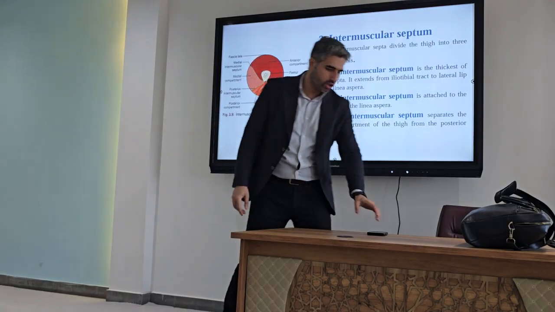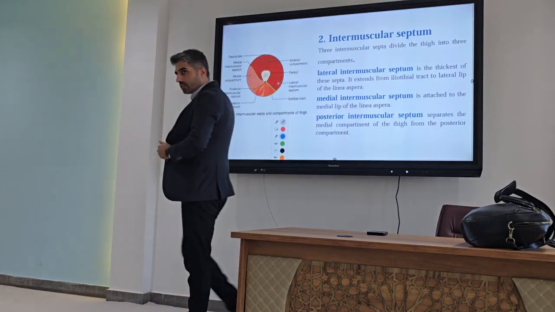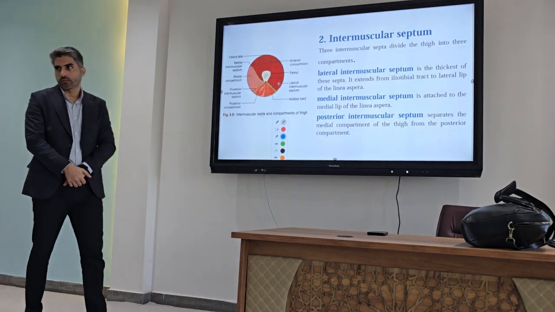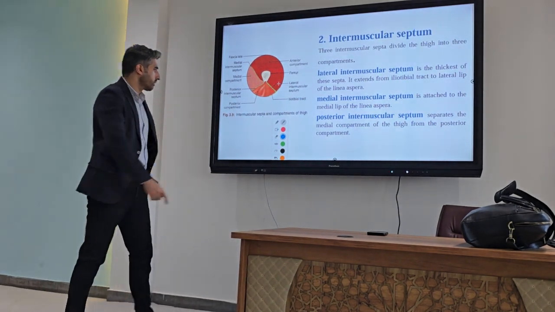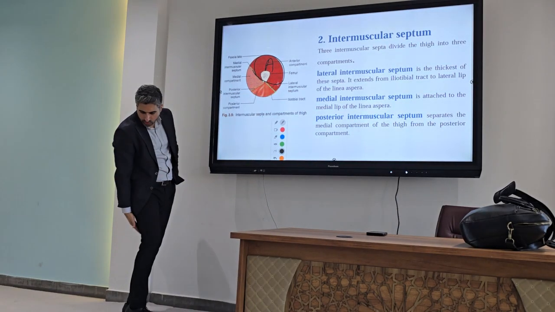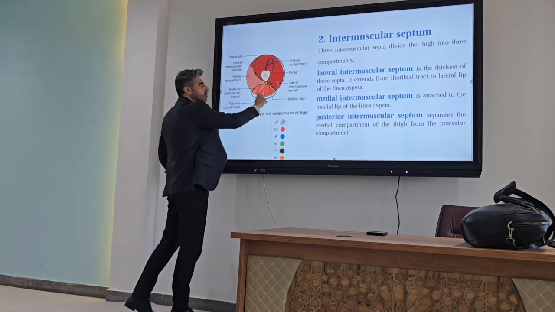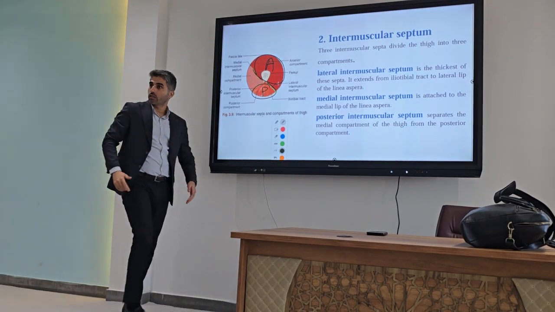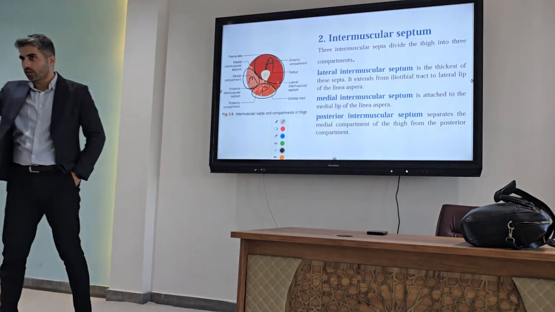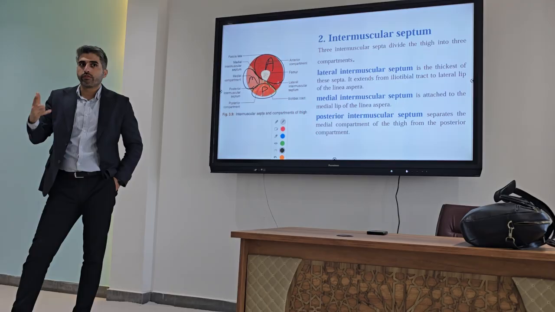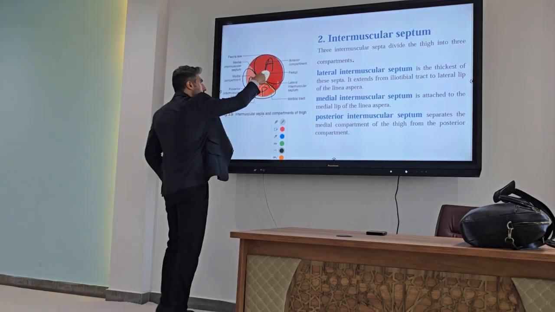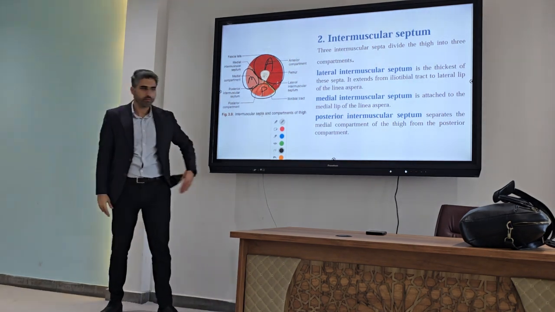I told you in the thigh you have 3 compartments: anterior compartment, posterior compartment, and medial compartment. We have just one bone in the thigh. When you cut here, you can see just one bone, the femur.